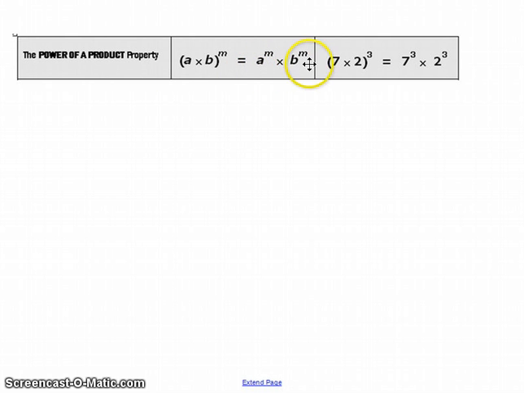Now when you only are working with letters, this isn't terribly helpful. But here I've got 7 times 2 to the 3rd power.